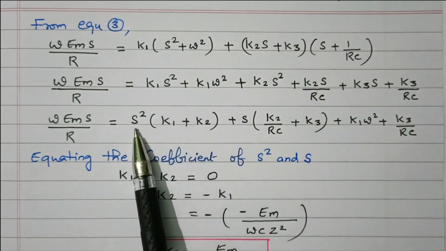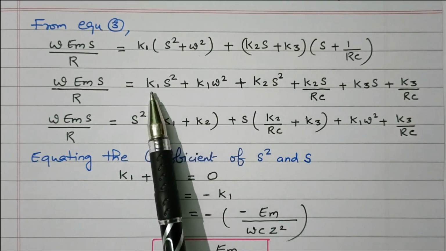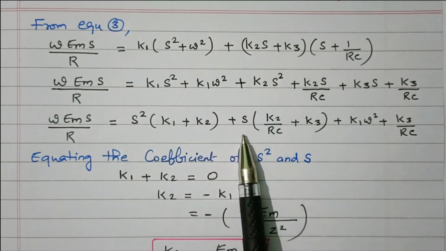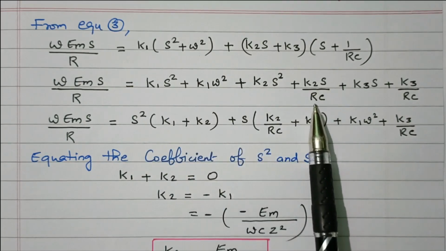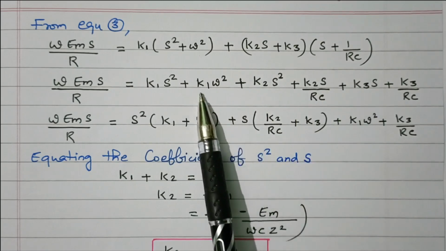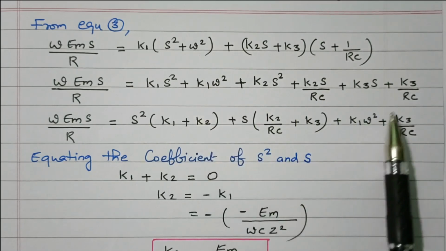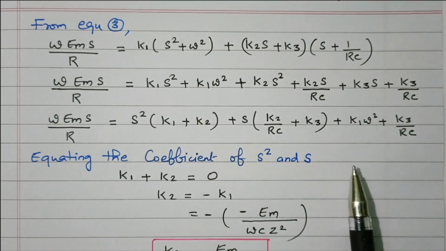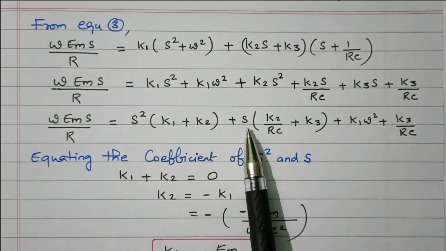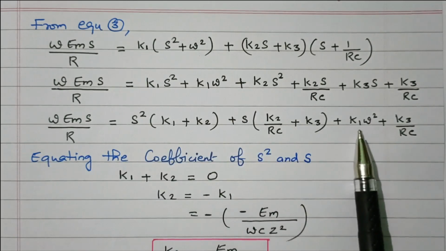Now we'll take the S square commonly. Here S square is available with K1. Here also S square is available with K2. Then the S term commonly, right? Here S is available with K2 divided by RC. Here S is available with K3. K1 omega square is constant. K3 divided by RC is also constant. Now it is in a quadratic form: S square, S and common term, and constant.